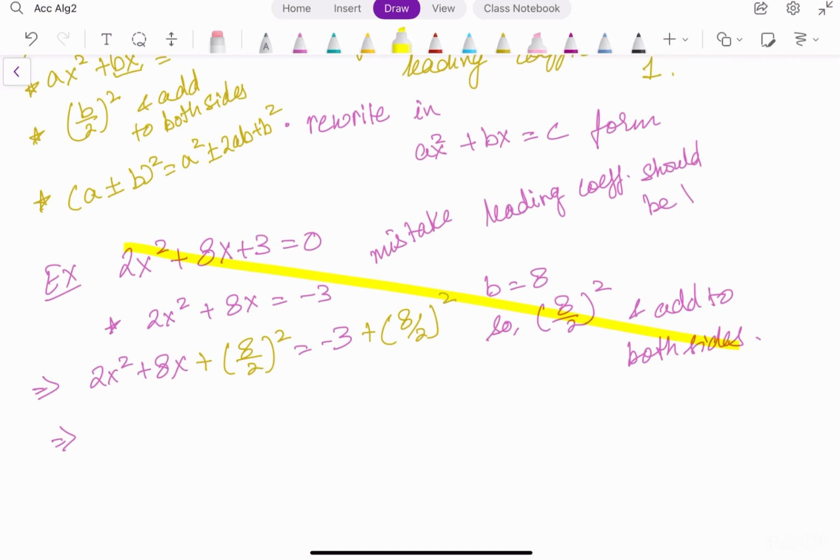Always make the leading coefficient 1, because you should be able to solve the left hand side in the form of a plus b whole squared. So that is a clue for you. So the correct way to solve it, let's divide everything by 2. And don't be scared of fractions. Fractions are just numbers. They are your friend.